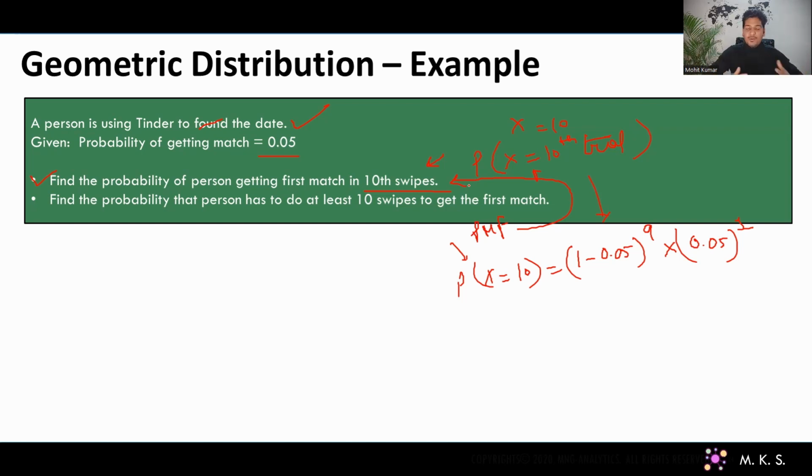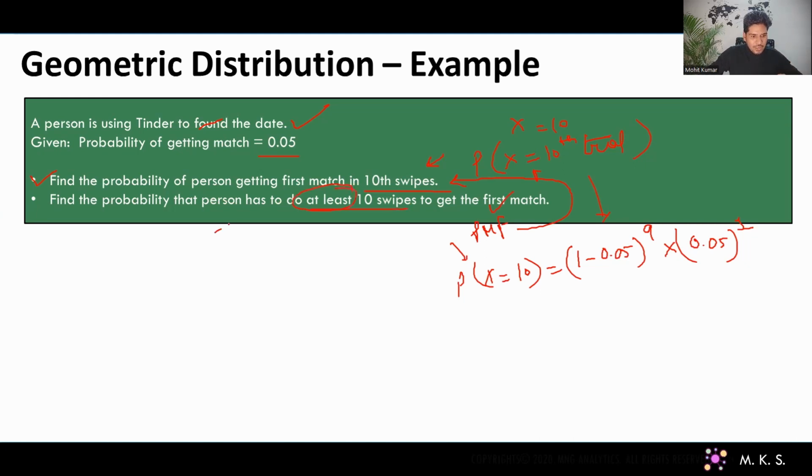We do not use, but we can use these distributions. Okay, now let's go to the second example or second problem. Find the probability that a person has to perform at least 10 swipes to get the first match. Important word here is "at least".